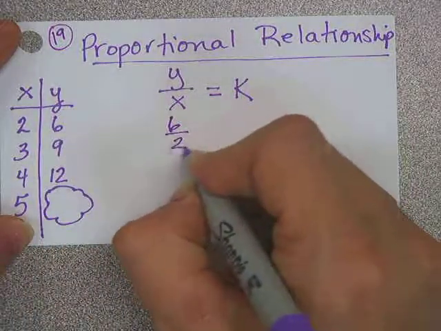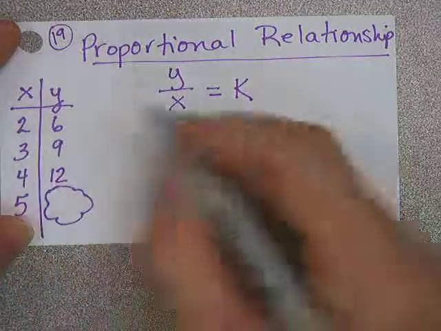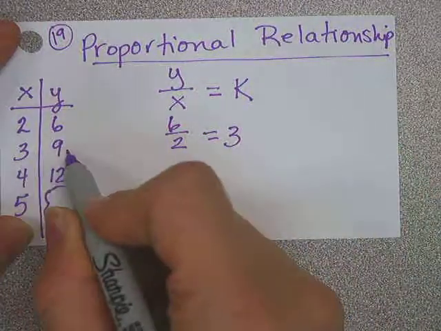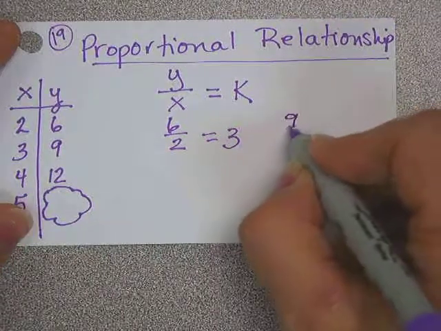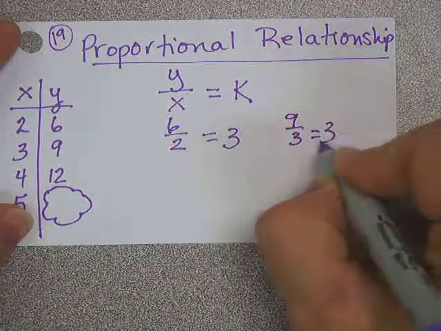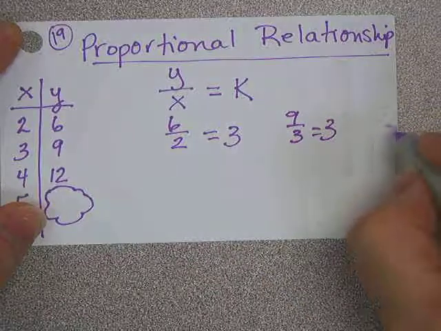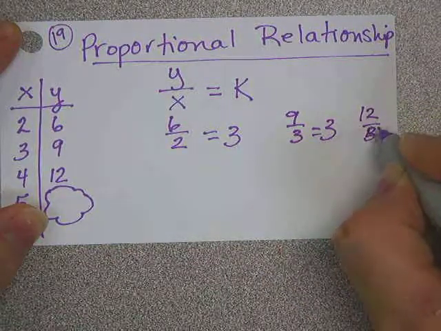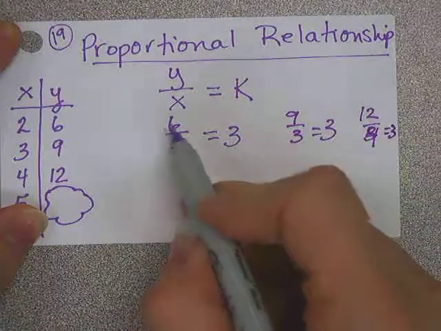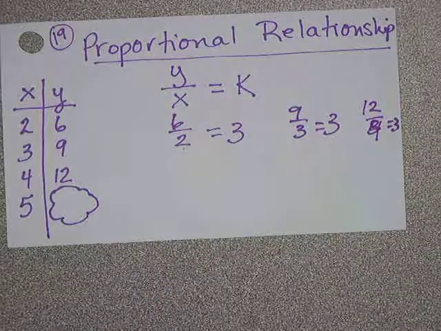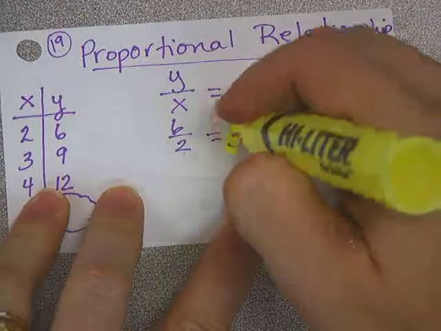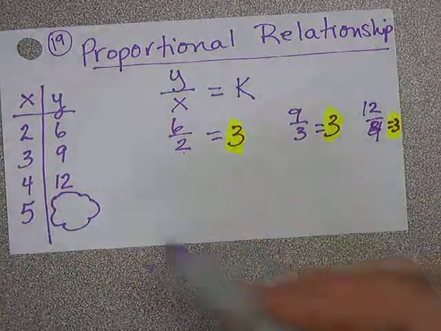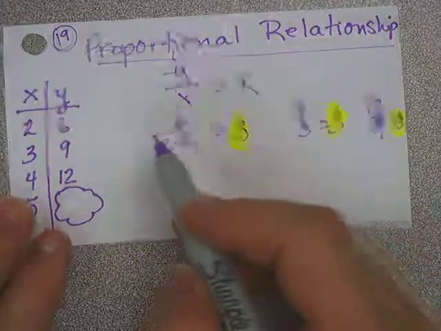So if we look at this, we take each ordered pair and we do y divided by x. So 6 divided by 2 is 3. Then we do the next ordered pair. 9 divided by 3 is 3. 12 divided by 4 is 3. Geesh, I can't write today. So since y divided by x all came out to be the same constant, we would say this is a proportional relationship.